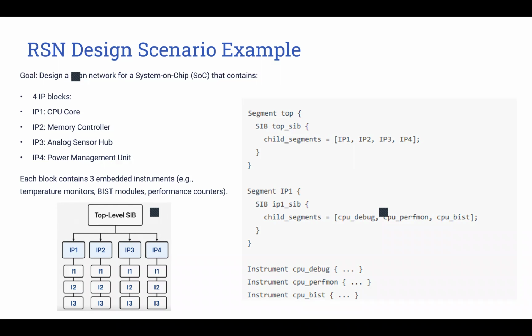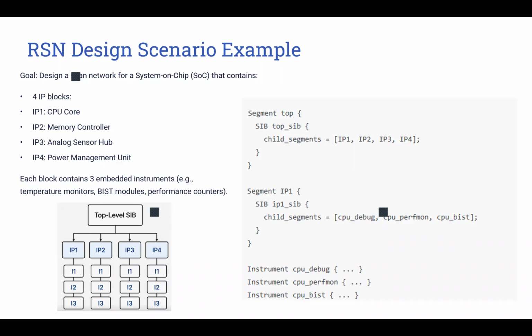Think of the RSN as a map of roads inside the chip. Each road leads to an instrument, so you don't want to drive through every road to get to the one you want. In this case, we'll use a tree topology, as you see in the image on the left-hand side of the slide. This tree topology is perfect for modular IP-based design.